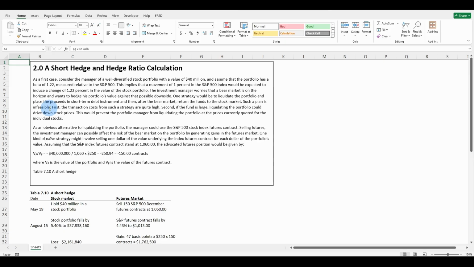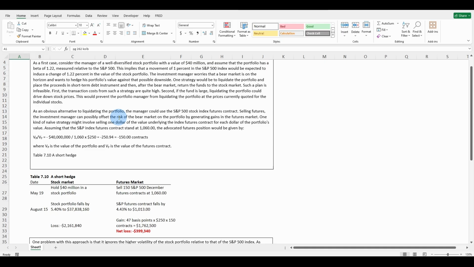Well, not so much today, but just think about it. Selling a $40 million portfolio just because you think there's a bear market in the works? How about if the fund is large? Liquidating the portfolio could drive down stock prices. 40 million wouldn't be anything, but if it was 400 million, it might. This would prevent the portfolio manager from liquidating the portfolio at the prices currently quoted for the individual stocks. So what do you do?